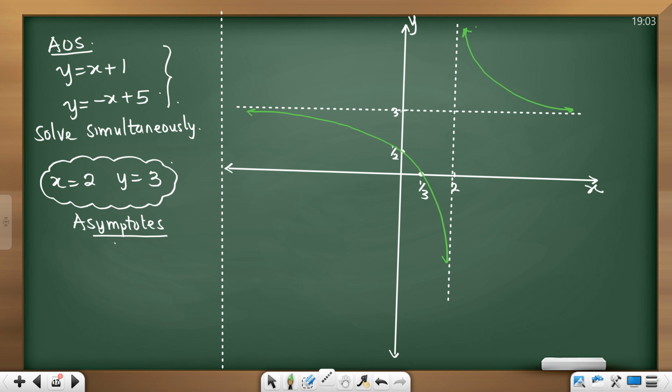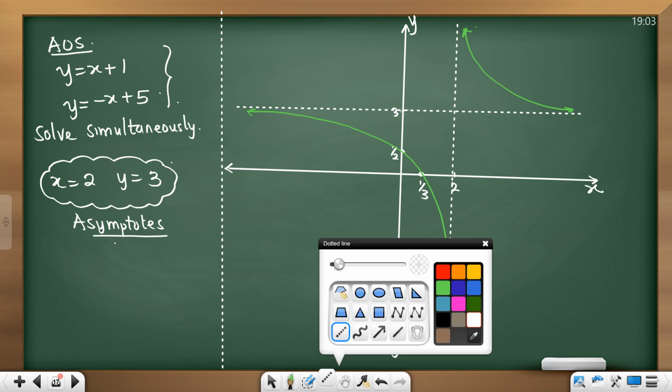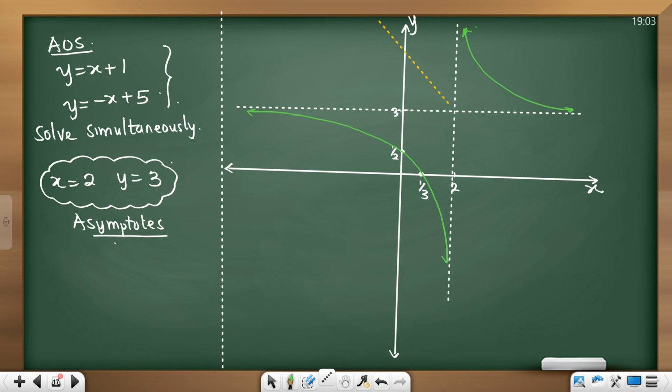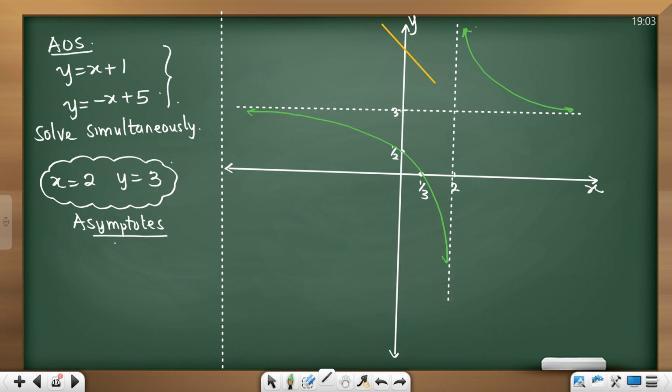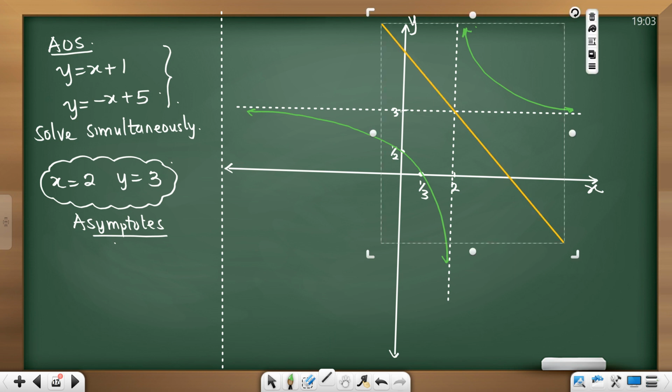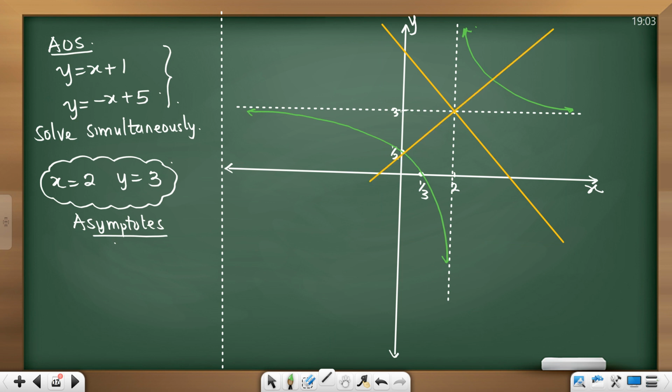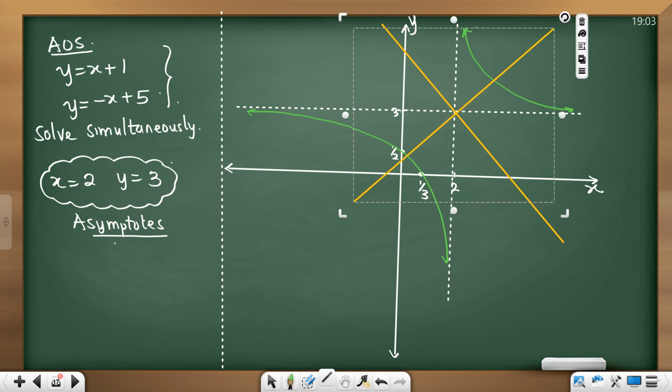Where is my axis? Please look at this. I'm going to use yellow to draw the axis. The axis of symmetry is actually passing through that point. Aha. That is why we were solving simultaneously there. The second axis of symmetry will also pass through this point. Perfect. We're just showing.